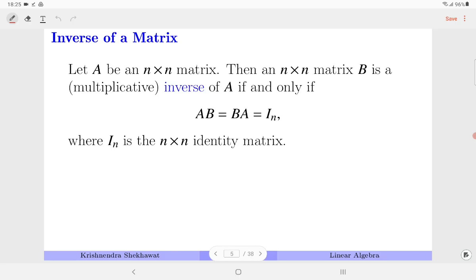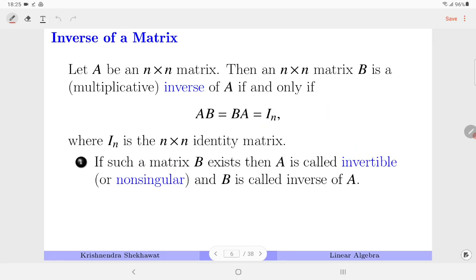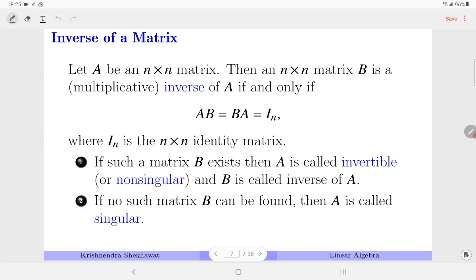So, quick definition. Let A be a square matrix of order n, then a matrix B is inverse of A if their multiplication is identity. The identity matrix we have discussed many times: diagonal entries are 1 and all other entries are 0. If such a matrix B exists, then A is invertible or non-singular matrix and B is called the inverse of A. Otherwise, A is a singular matrix. So if A is not invertible, we also call it a singular matrix.